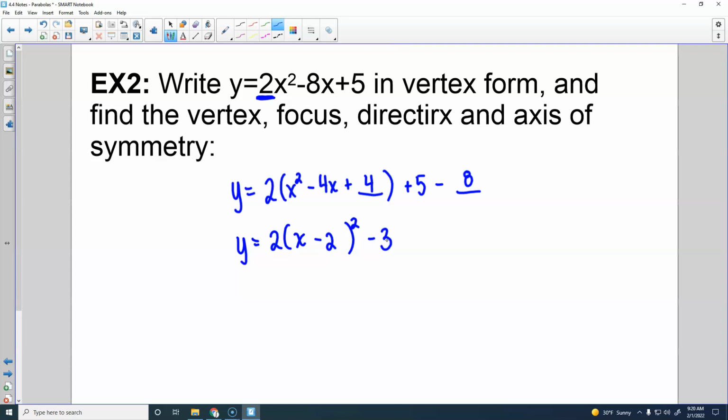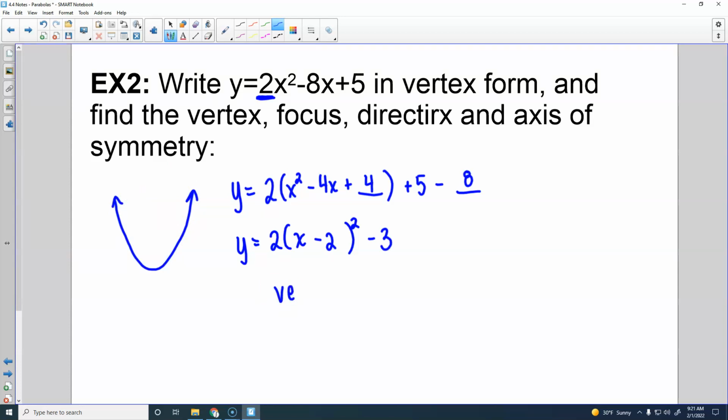All right, so we have a y equals, which means this one's going to open up or down. This 2 right here is the number that we're going to look at to see if it's going to be opening up or down. If this number is positive, then it opens up. That's our positive direction. We have a smiley face parabola. If it's negative, it would be upside down. So in this case, our parabola is going to open up.